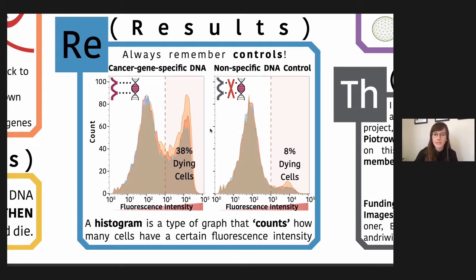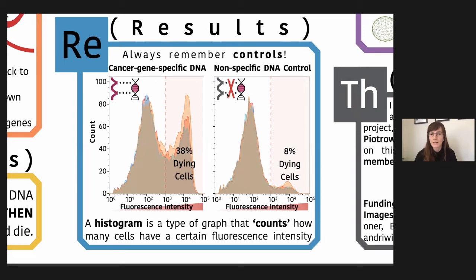So in my case, the control that I used was a different piece of DNA that's shown in gray here that doesn't match the pink cancer gene. So this graph shows my control treatment. And this graph over here, as I described before, has that piece of DNA that matches the cancer gene.